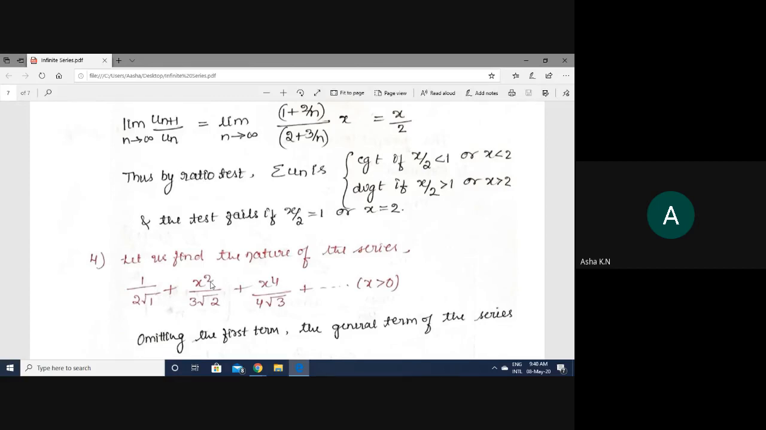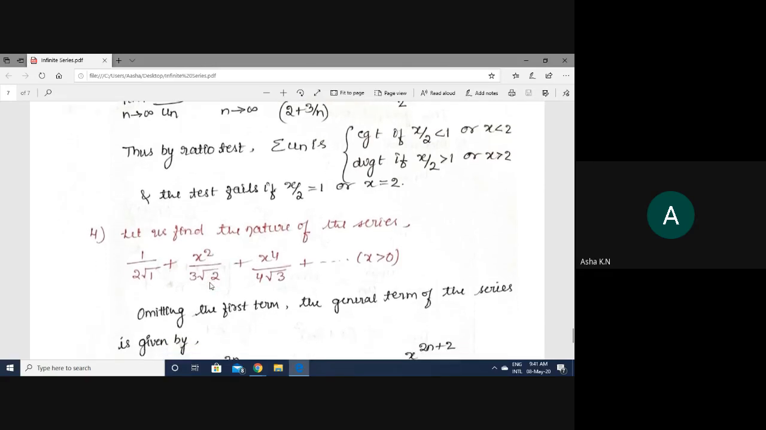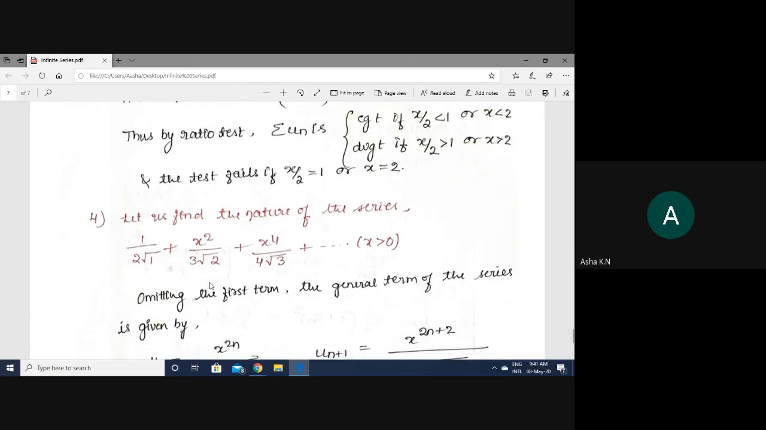First term is x power 2 into 1. Second term is x power 2 into 2. You have even numbers, right? Whenever you have even numbers, nth term of an even number is 2n, right? 2 into 1, 2 into 2, 2 into 3, like that it continues, 2 into n. So in the nth term, numerator you will have x power 2n.